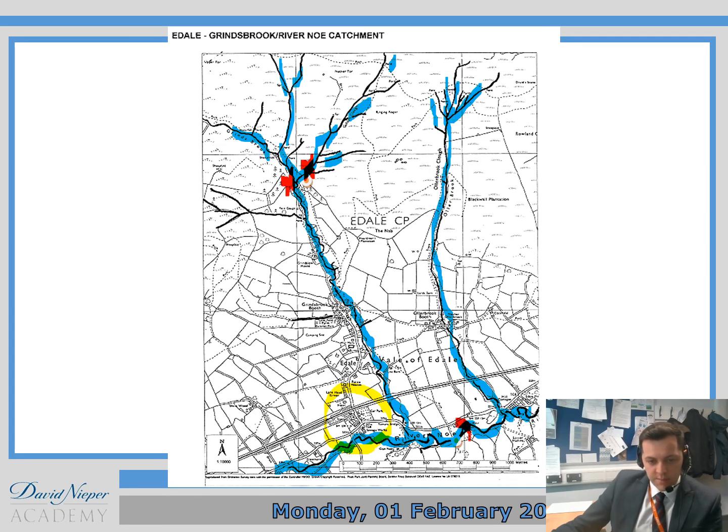Then we would have walked all the way back down through the village of Edale, and we would have gone to this point here on the River Noe, where the river is even wider and deeper and flatter and all the rest of it. It's further down the long profile. So that's kind of where we would have gone.